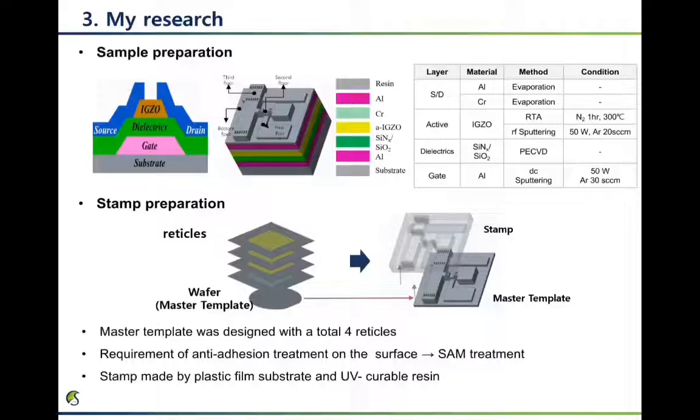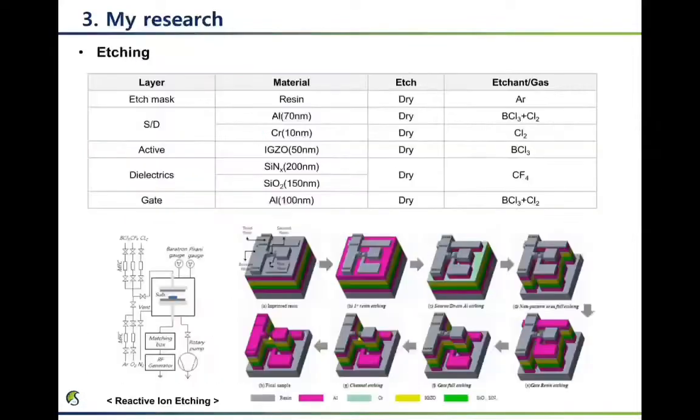After that, apply resin, which acts as an etch mask, and imprint and harden using a stamp. Accordingly, a 3-dimensional structure is formed due to height differences, and etching is performed using dry etch and etch selectivity. The table you see is etch data. Also, the picture shown below is an image of the etch sequence.